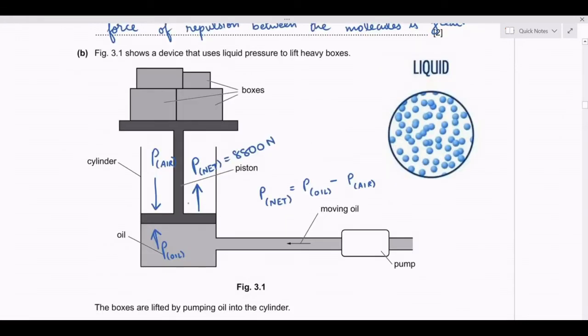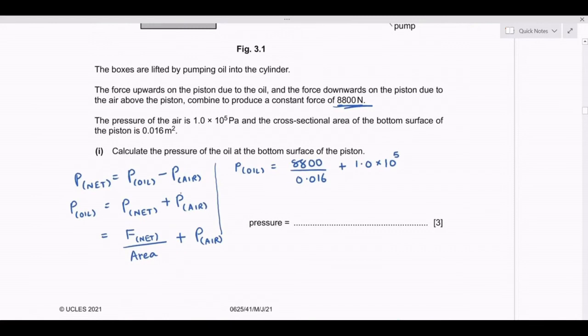Okay, so first we have to understand what's going on over here. There is air pressure which is forcing downwards, the force is downwards, and then there is pressure of oil which is a force acting upwards. And then we have net pressure which is also acting upwards, and the net pressure is 8,800 newtons. So basically the net pressure is the difference between pressure of oil and pressure of air. So by keeping this in mind, we can simply write this formula right here. Net pressure equals pressure of oil minus pressure of air. And then we can make pressure of oil our subject since we have to calculate the pressure of oil.